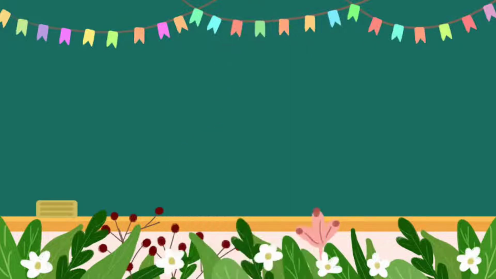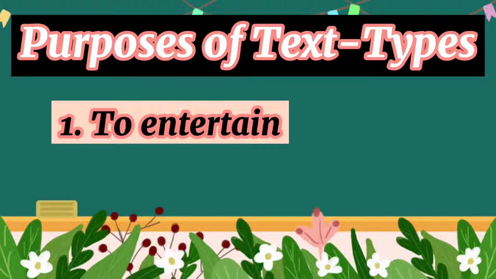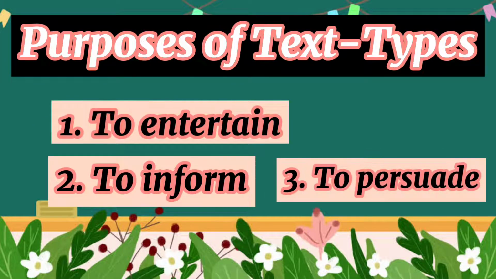We are not only reading text, but different text types have their purpose. Now let us know the purposes of text types. Number 1 is to entertain. Number 2 is to inform. And number 3 is to persuade.